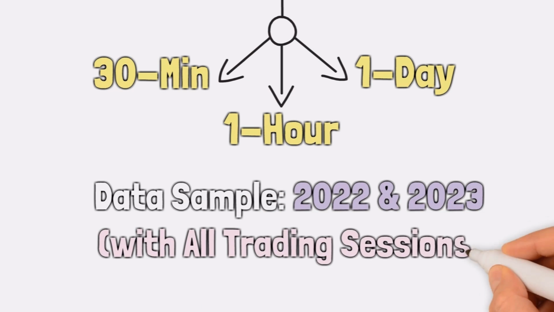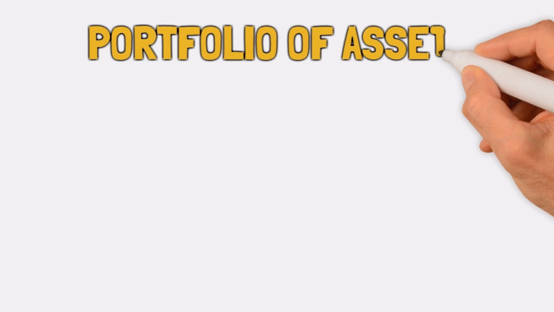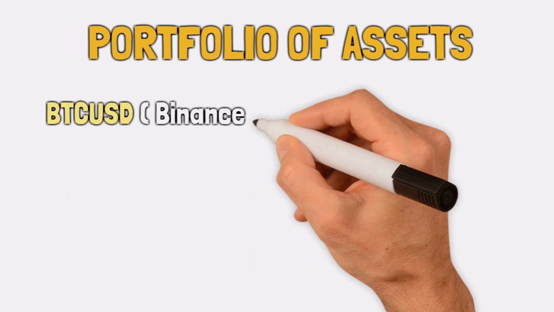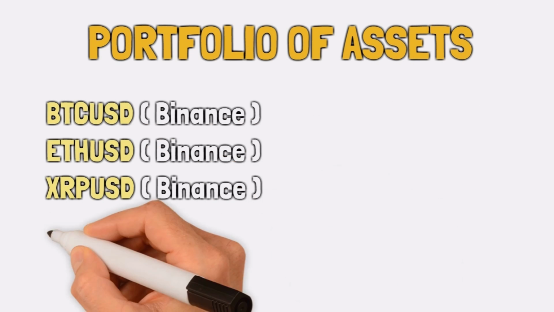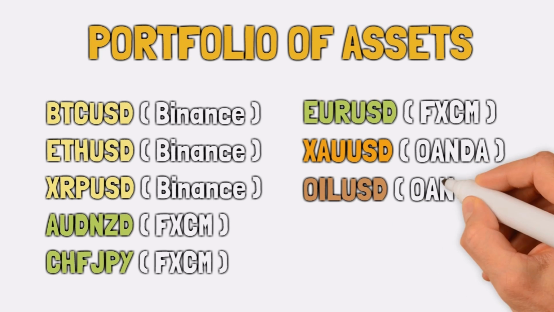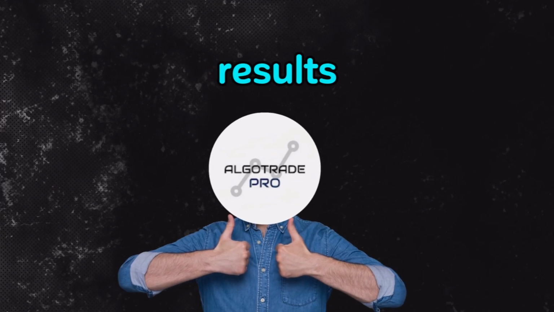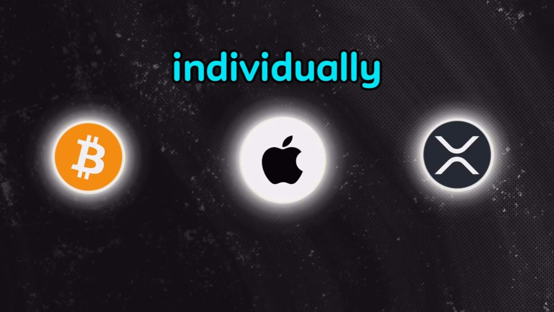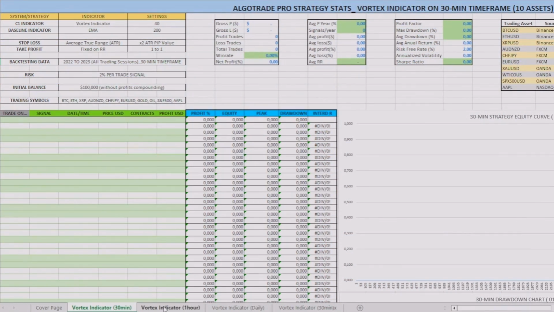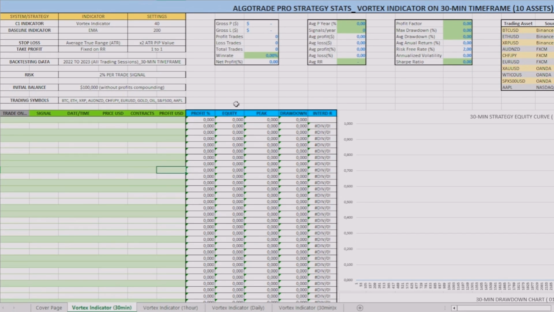Then on every time frame I will use the data sample from 2022 and 2023 with all the available trading sessions with an efficient and diverse portfolio of assets from different markets, which are Bitcoin, Ethereum, XRP, three currency pairs, gold, oil, the S&P 500 index and the Apple stock, being the data sources the most used ones. Then I will present you the results of every asset individually and also together, because for every backtest I will create a trading journal with all the trades given by the indicator in the three different time frames.